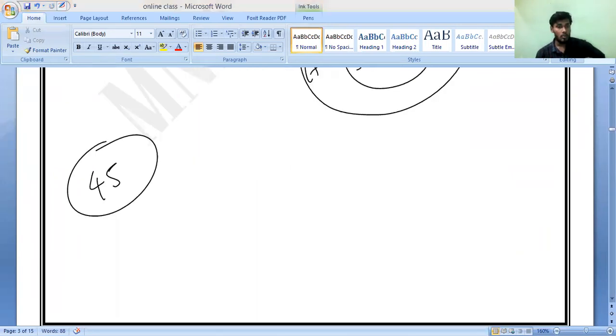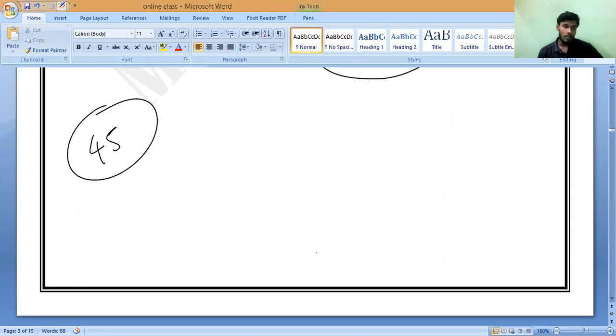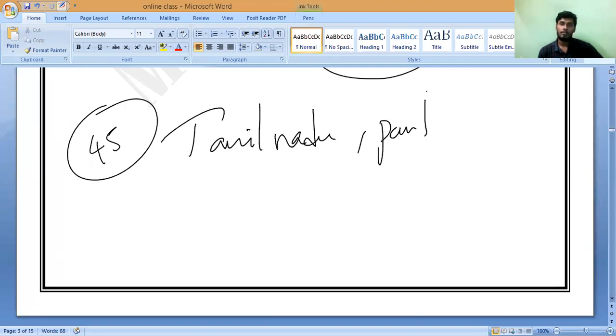Tamil Nadu, Punjab, Haryana. Option A. Tamil Nadu, Punjab, Haryana. Option C. Tamil Nadu, Punjab and Haryana. Which option?